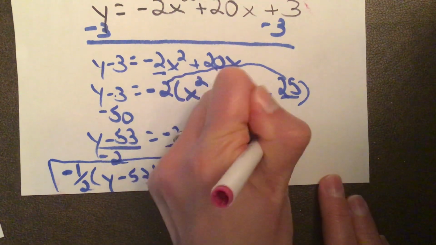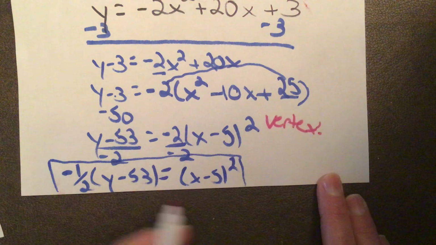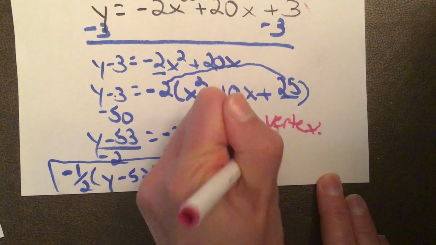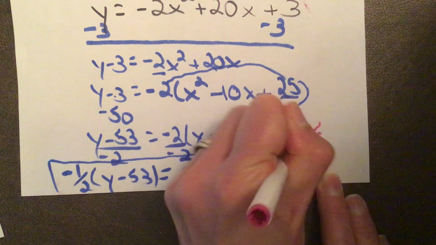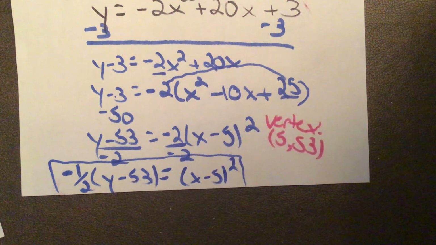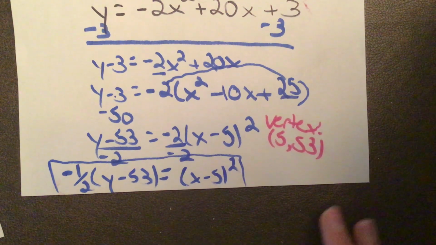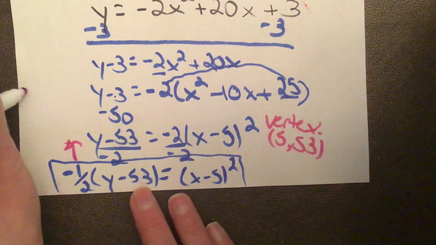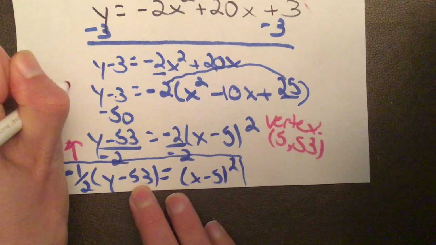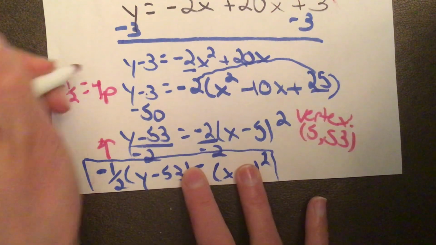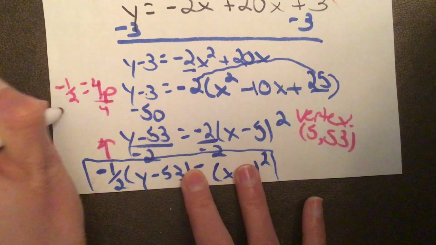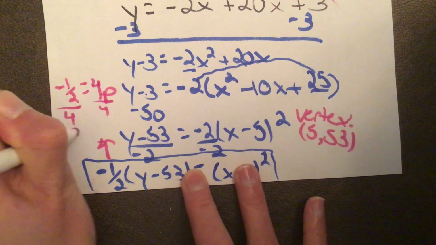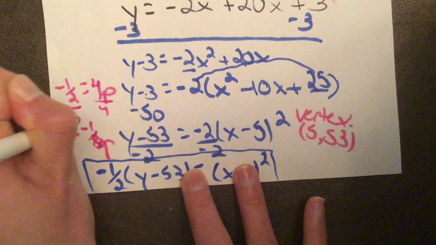And then here, my vertex. Vertex is opposite x, opposite y. The vertex would be 5, 53, which is, again, why we're not graphing this one. This one opens up or down since the x is squared, so we would know that if we wanted to sketch it. And then our p: remember, this guy here is always equal to 4p. So -1/2 is equal to 4p. Then I would have to divide by 4, so my p is -1/8.